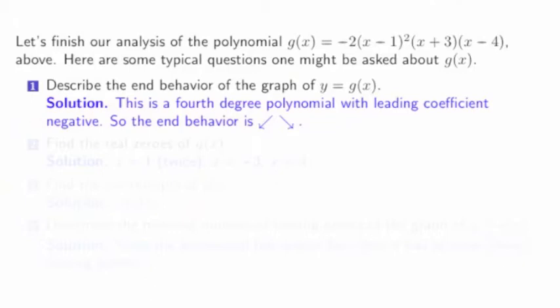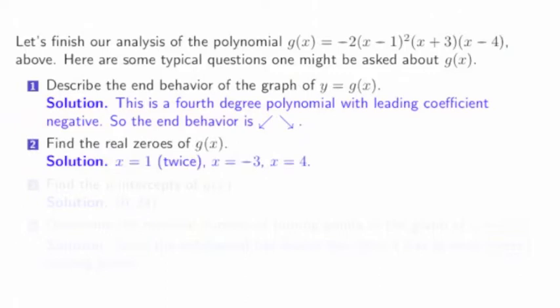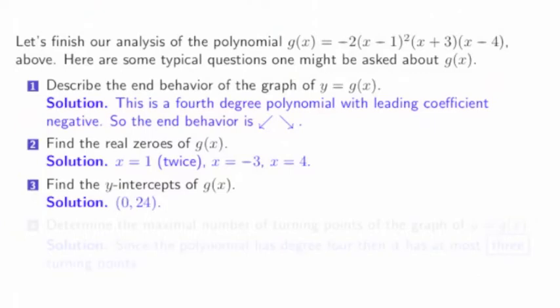Let's find the real zeros. Well, 1 is a zero twice. Minus 3 and 4 each are zeros once. Notice we have 4 zeros and degree 4. Find the y-intercept. We'll plug in 0. You get 24. So the y-intercept is 0, 24.